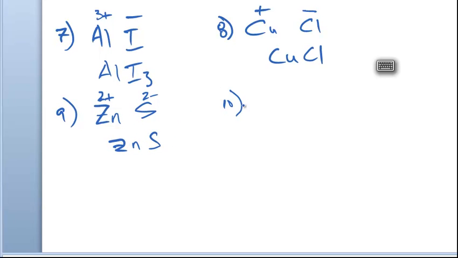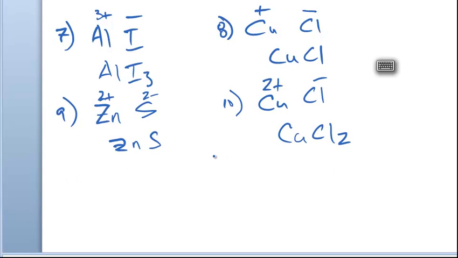Number 10, copper 2 chloride. All right, so this time, unlike number 8, in this compound the charge on the copper is 2 plus, chloride single minus, as we've seen, and therefore it takes two chlorines, 2 chloride anions, to balance the charge on the copper cation. So that's CuCl2.